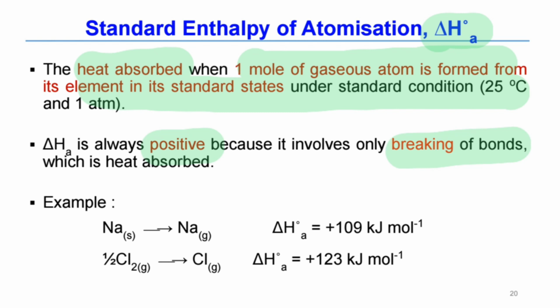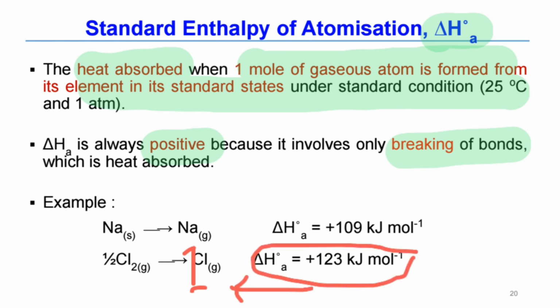For example, to break the bonding of the element sodium in solid phase to form gaseous atoms of sodium. The value of enthalpy is positive because heat is absorbed in bonds breaking. Another example is to form gaseous atoms of chlorine from chlorine gas. So, in writing the equation, let the gaseous atoms of chlorine be 1 mole in order to parallel with the value of enthalpy given.